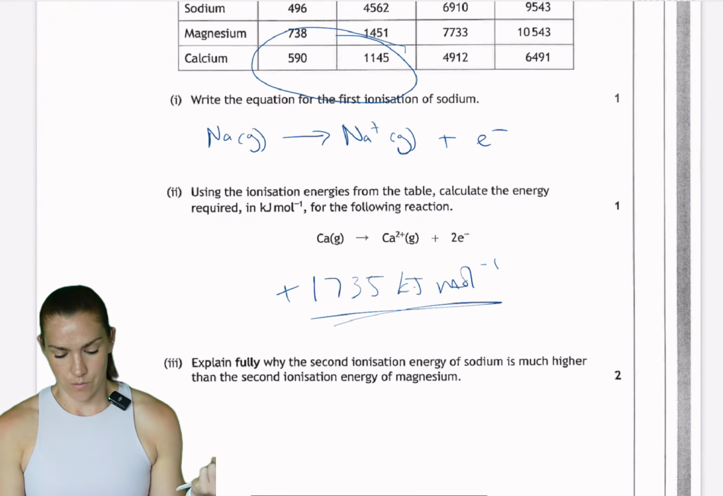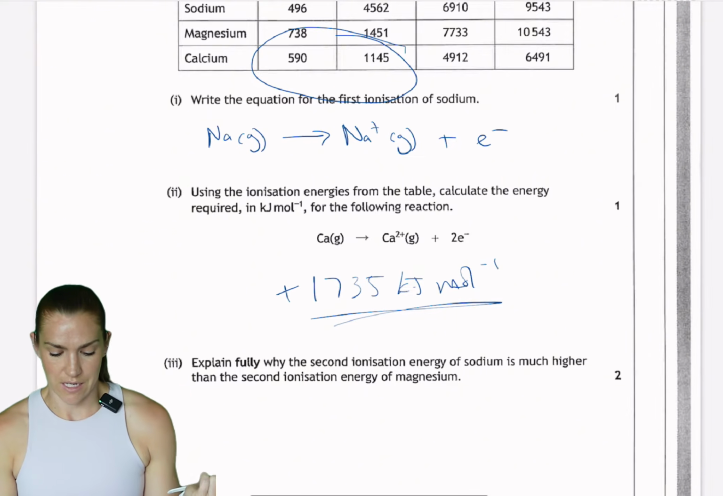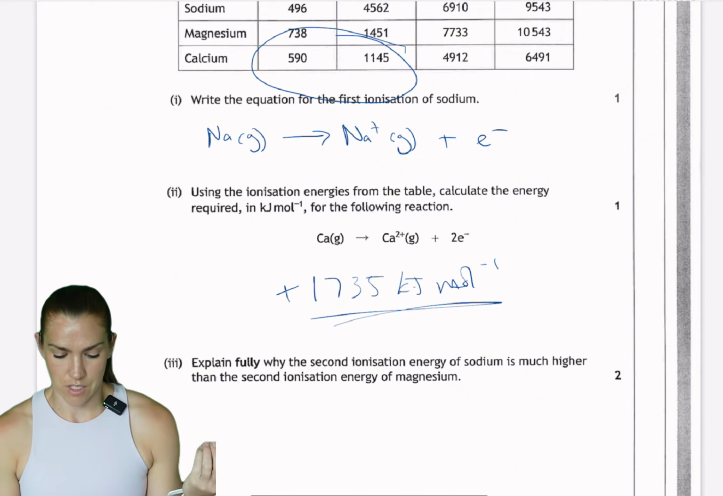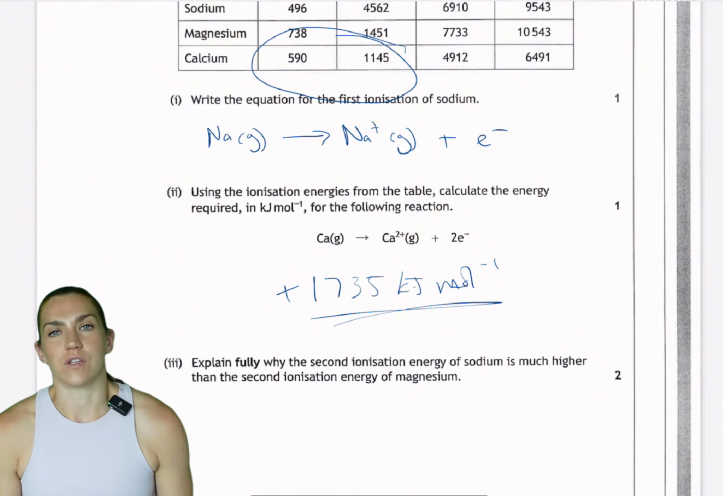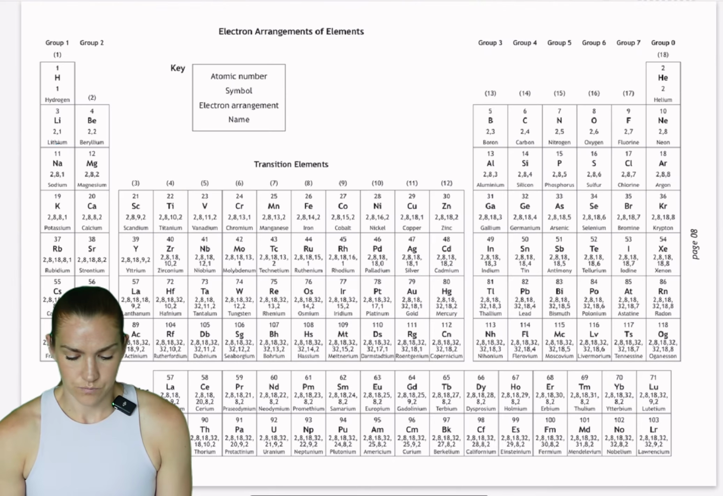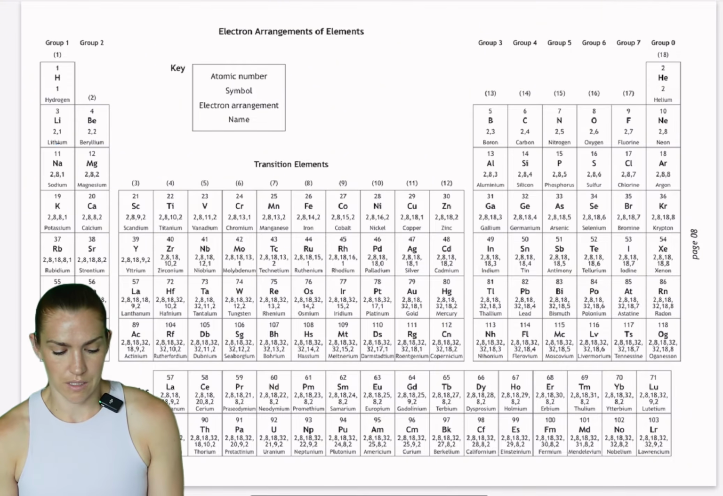So in question 3, we're asked to explain fully why the second ionization energy of sodium is much higher than the second ionization energy of magnesium. If we have a look at where these elements are in relation to each other in the periodic table, we can see that sodium has the electron arrangement 2,8,1 and magnesium is 2,8,2.